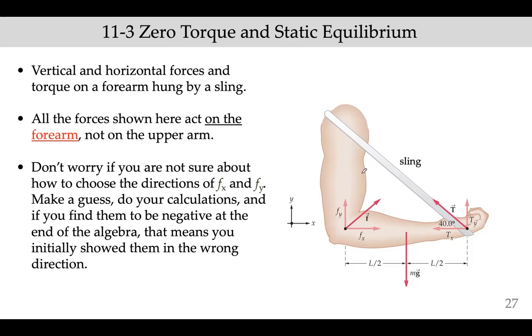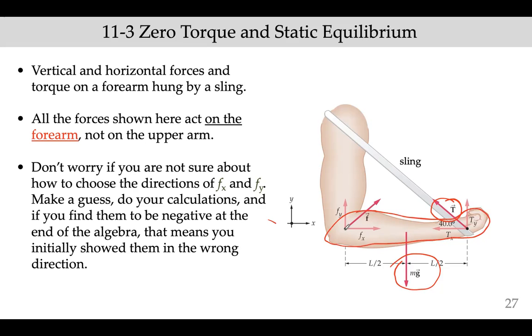So in general, there's also a force from the bicep here. That force is pulling up, but because probably this is a broken arm, we assume here the bicep is not really pulling, or maybe that person could not pull his arm because of some injury. So in that case, the bicep force will be 0. So the force that balances the weight of the forearm would be the tension force from the sling. All the forces shown here act on the forearm, not the upper arm. So the forearm is this one.